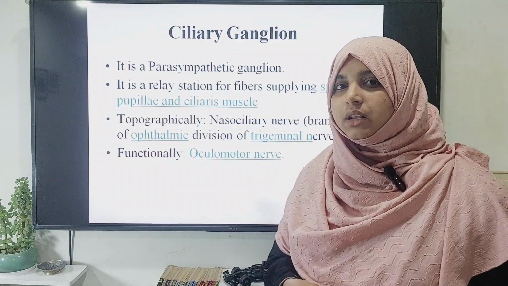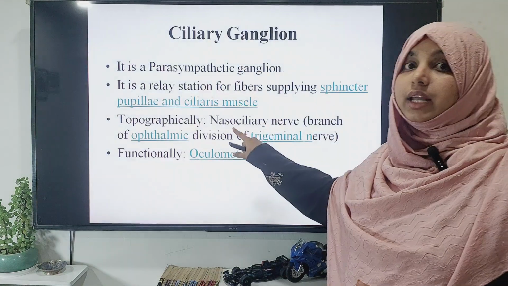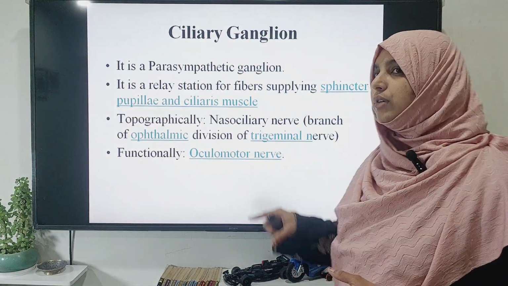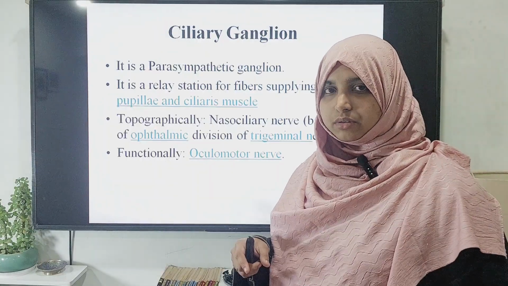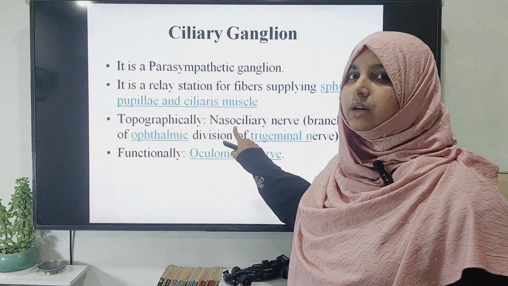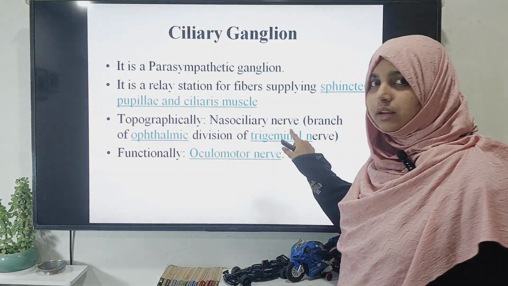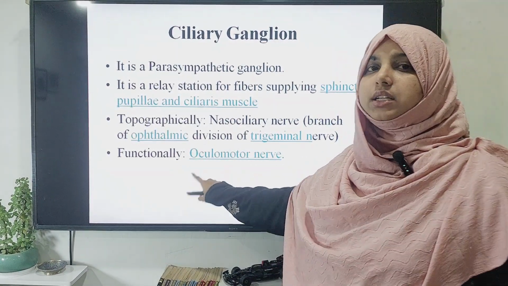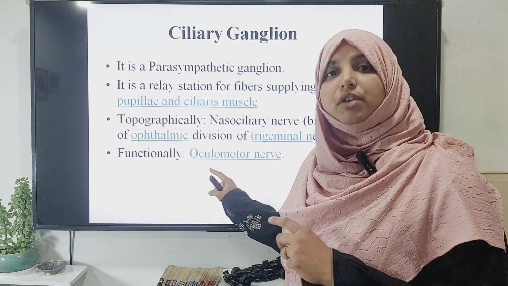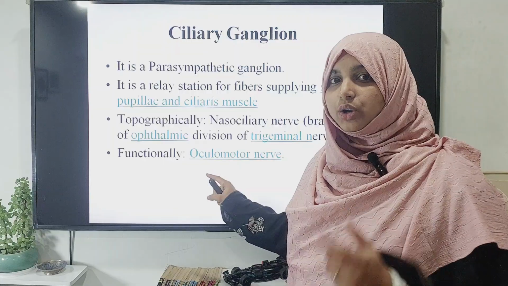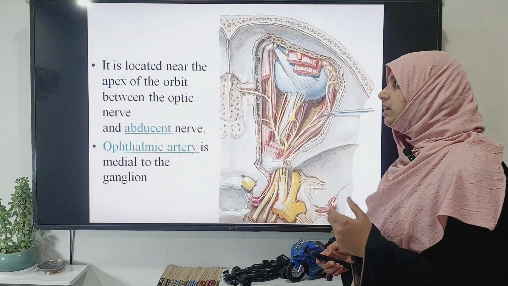So that's functional relation. Topographically, this ciliary ganglion is related to the nasociliary nerve, if you recall, from the ophthalmic division of the trigeminal nerve. It's hanging, attached to the nasociliary nerve, whereas functionally it is related to the oculomotor nerve. The actual functioning nerve fibers are traveling through the oculomotor nerve. So this is the introduction about our ciliary ganglion.